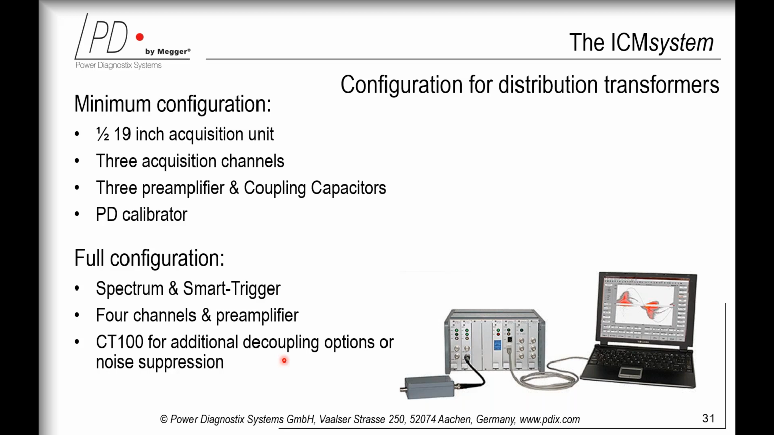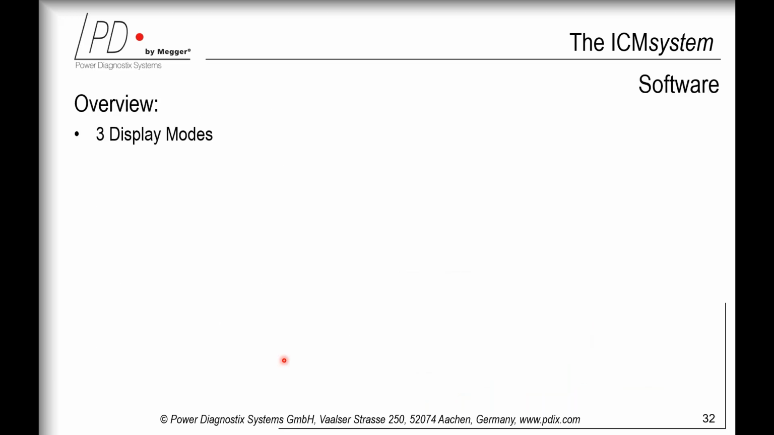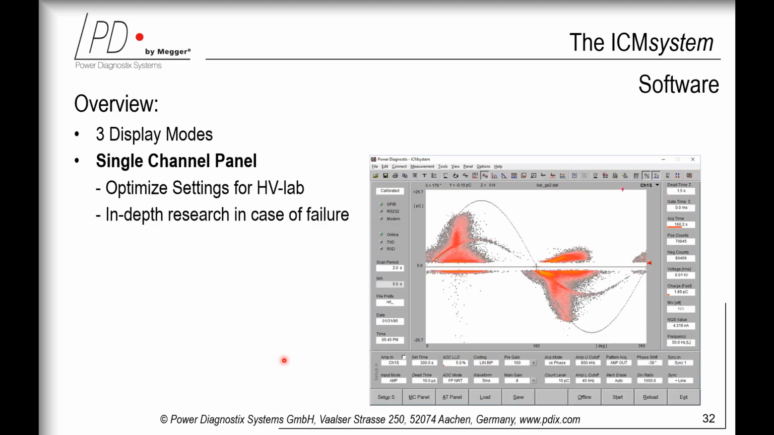So, with the description of the typical configurations, we will now come to the software. The ICMsystem software has 3 main display modes. The first mode is the single channel panel. When it comes to transformer testing, the single channel panel is used before the actual test to adapt and optimize the settings to suit the situation in the test lab, and for in-depth research in case of a failed acceptance test.